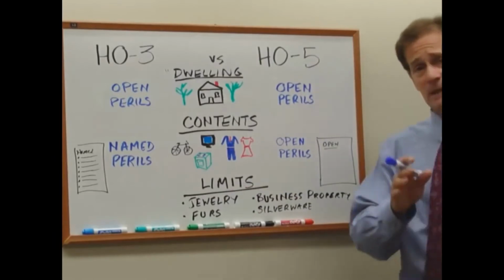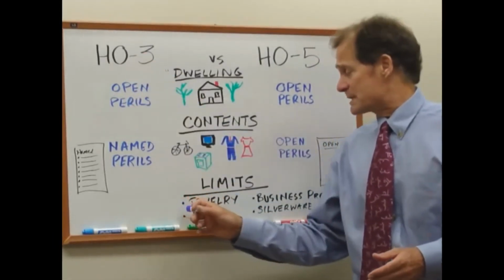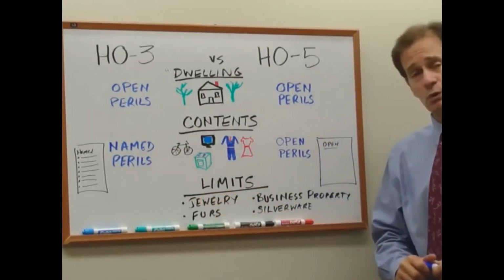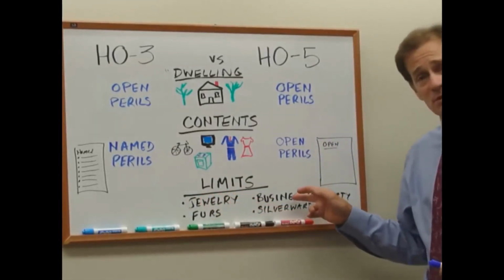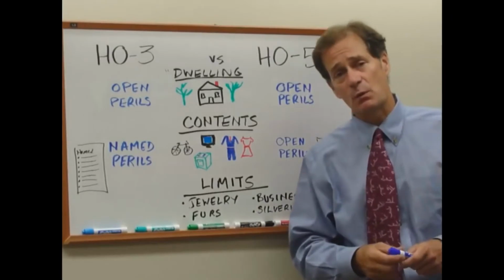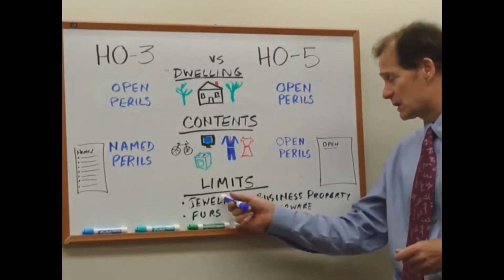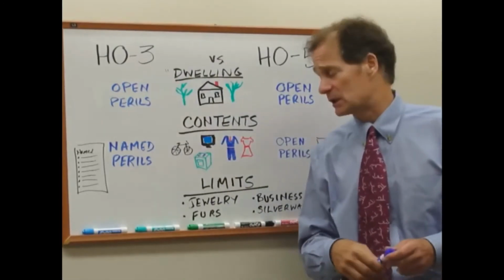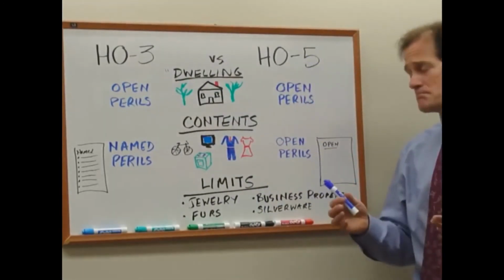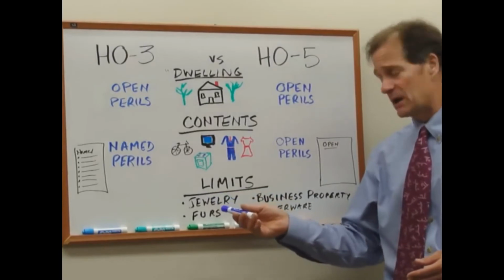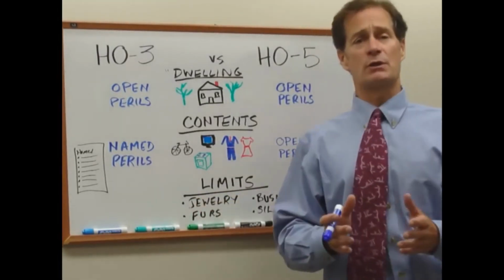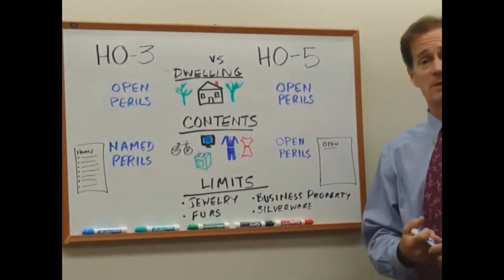One last comment is, on an HO3, typically these items that have specific limits, for example, jewelry, furs, any business property that you may have, or silverware, these typically have $1,000 limits. Business property for most HO3s has a $2,500 limit, but with the HO5, most carriers will have $5,000 limits. So you get a little more on those areas where there are limits built into the policy.